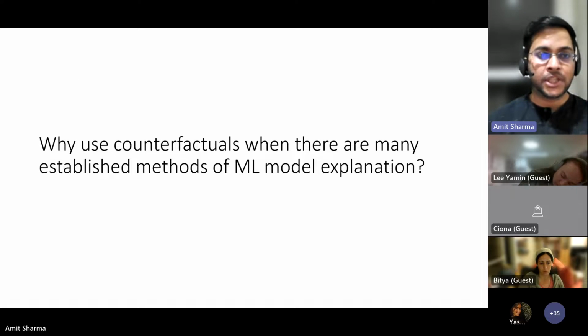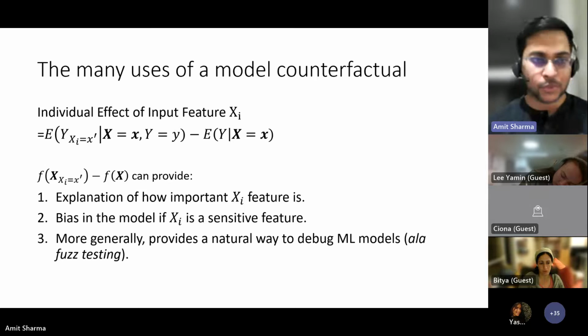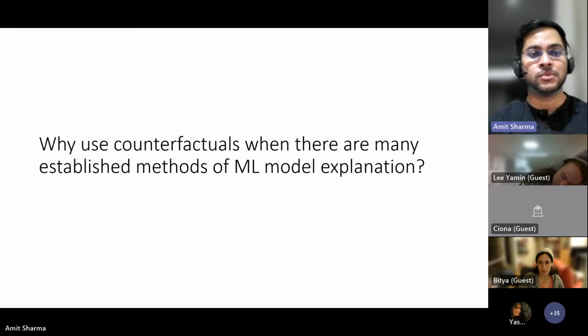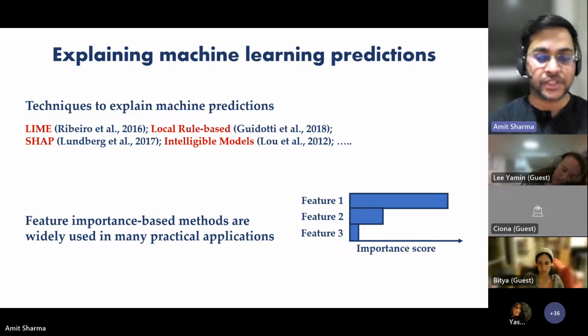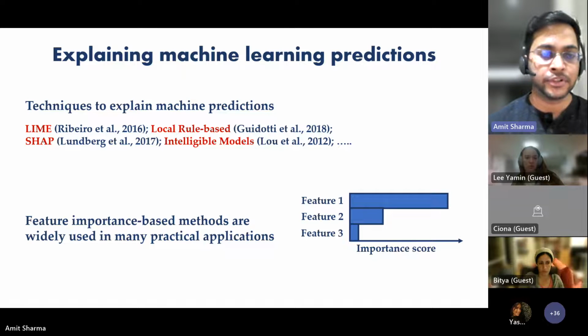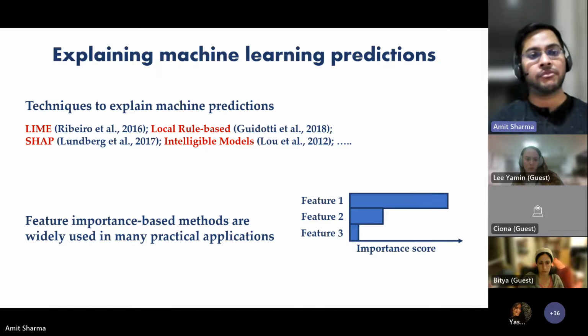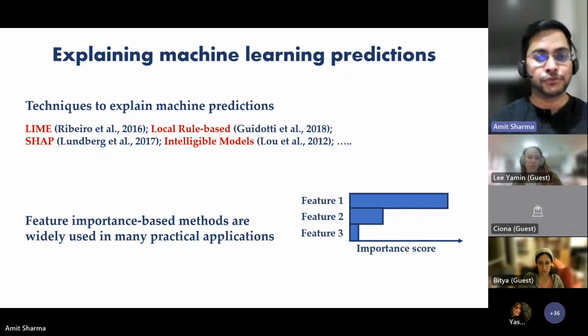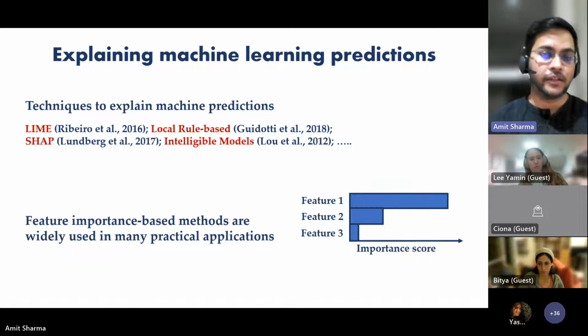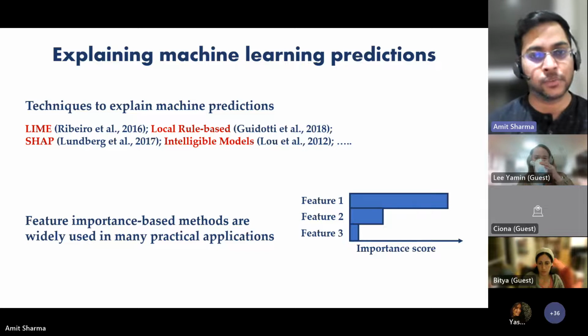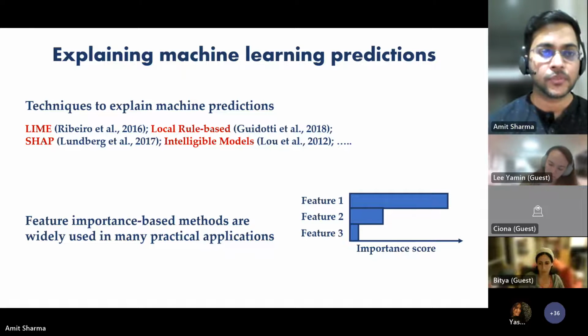So now you might be thinking that all this is fine. This seems nice, but why would I use counterfactuals when there are so many established methods of machine learning explanation, which are made specifically for machine learning? Well, that's true, actually. There are well-known methods like LIME or SHAP and many others that came after them, which are really useful to understand which features are the most important for prediction in your model. So typically people produce charts like this on the right, where it tells you feature 1 is the most important, feature 2 is the least important, and so on.